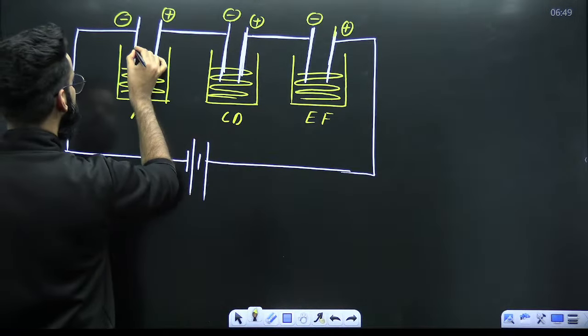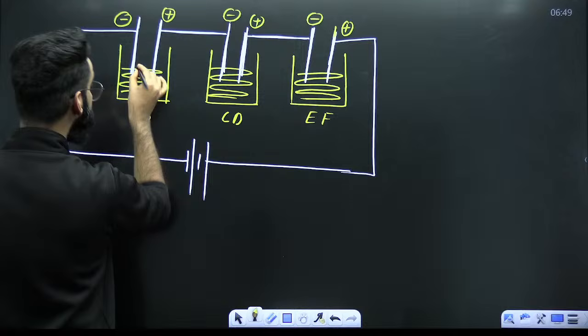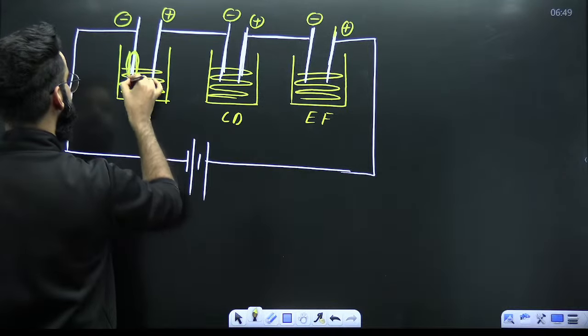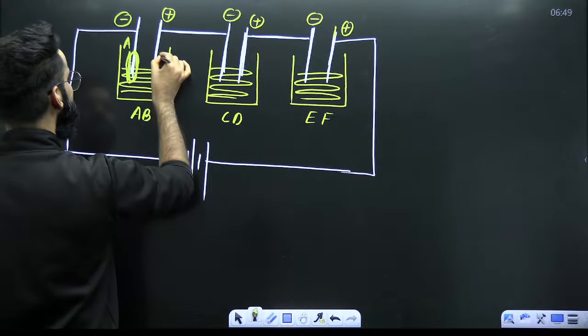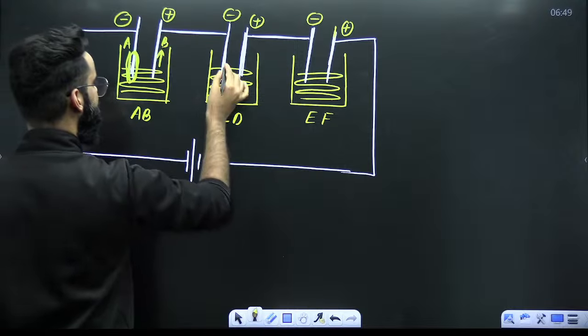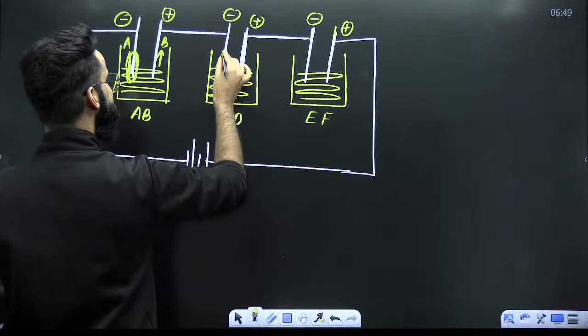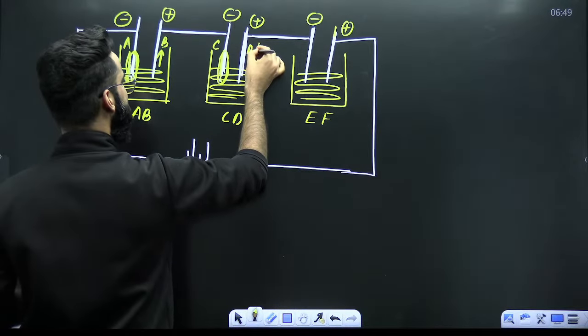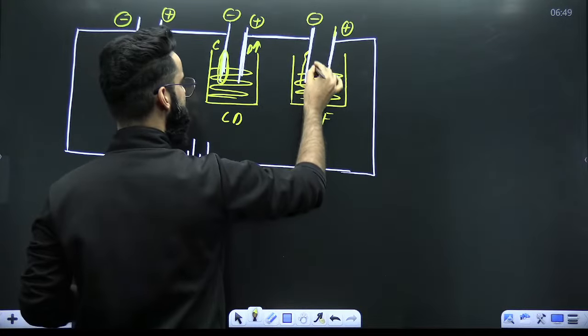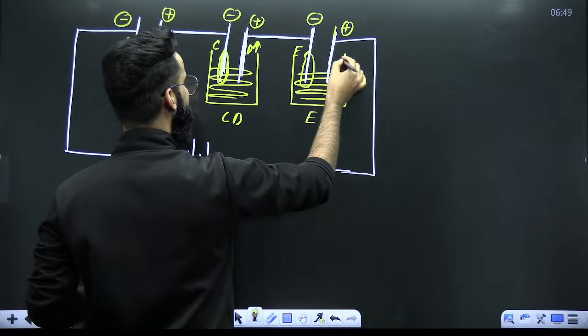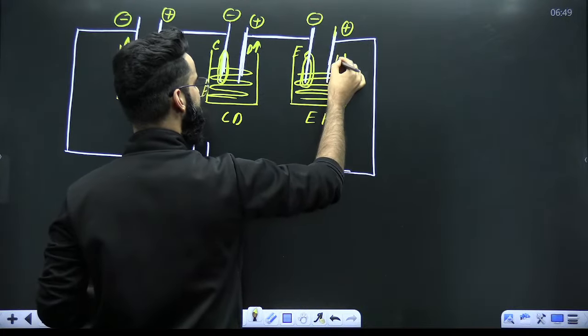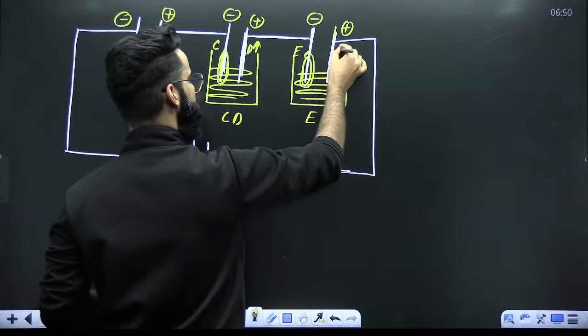Let's assume that on this particular electrode, A is being deposited and here, for example, B is getting liberated. Let's say here, C is getting deposited and here D is getting liberated. For example, here on this electrode, let's say E is getting deposited and here F is getting liberated. This is something which I'm assuming.